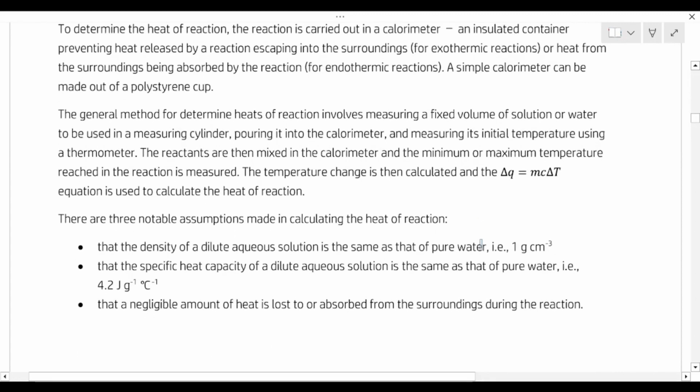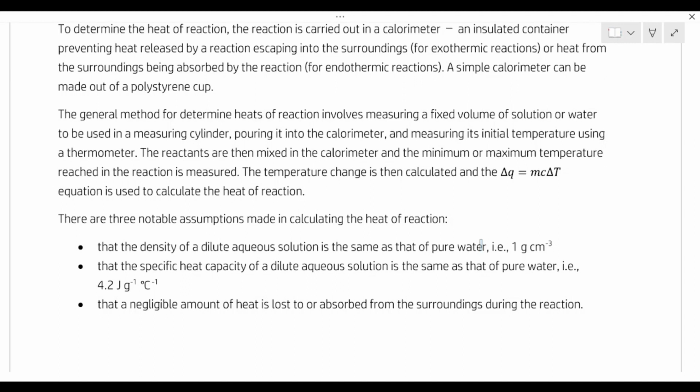The general method for determining heat of reaction involves measuring a fixed volume of solution or water to be used in a measuring cylinder, pouring it into the calorimeter, and measuring the initial temperature using a thermometer. You then mix the reactants in the calorimeter and measure the minimum or maximum temperature reached in the reaction. Then you calculate the temperature change and use mc delta T to calculate the heat of reaction.